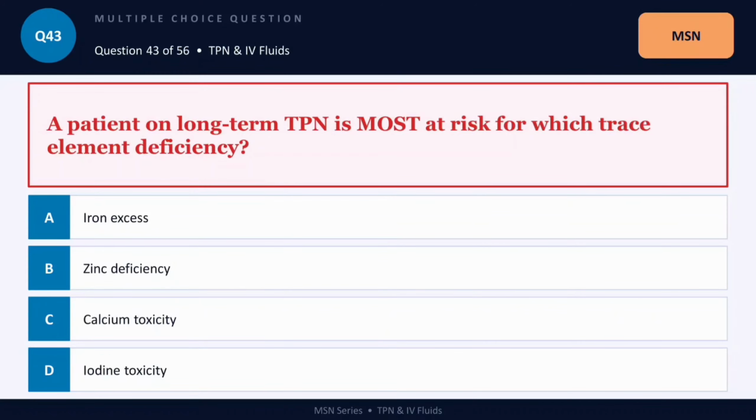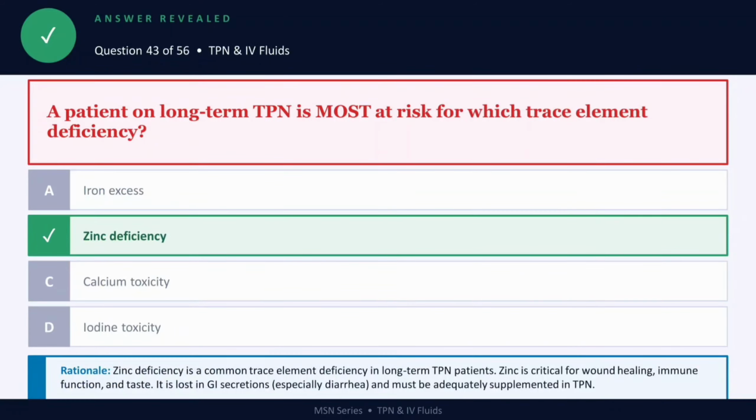Question number 43. A patient on long-term TPN is most at risk for which trace element deficiency? Option A, iron excess. Option B, zinc deficiency. Option C, calcium toxicity. Option D, iodine toxicity. The correct answer is option B, zinc deficiency.